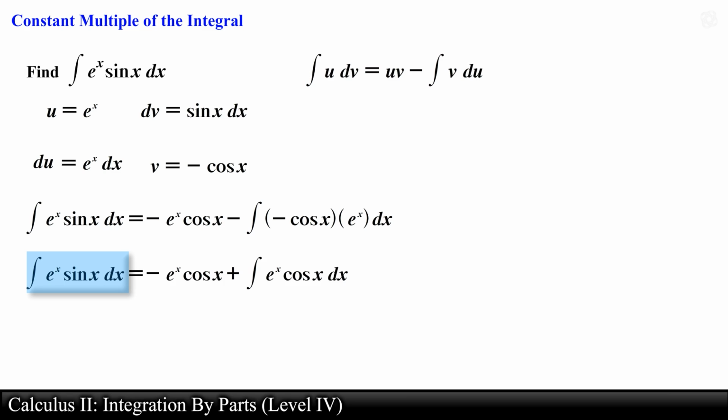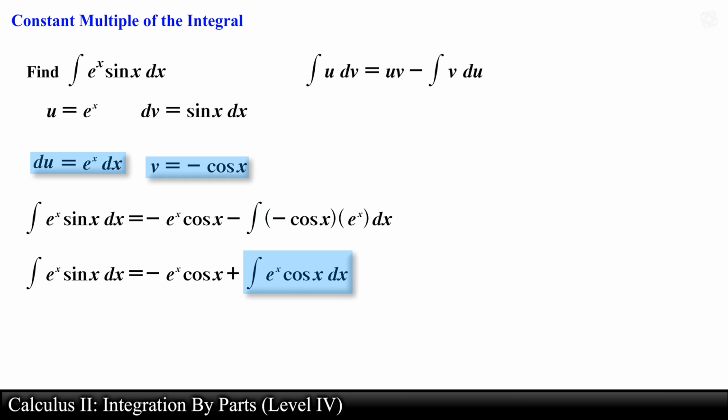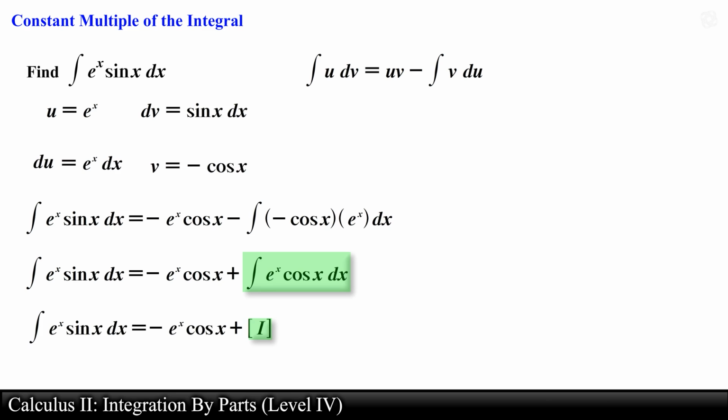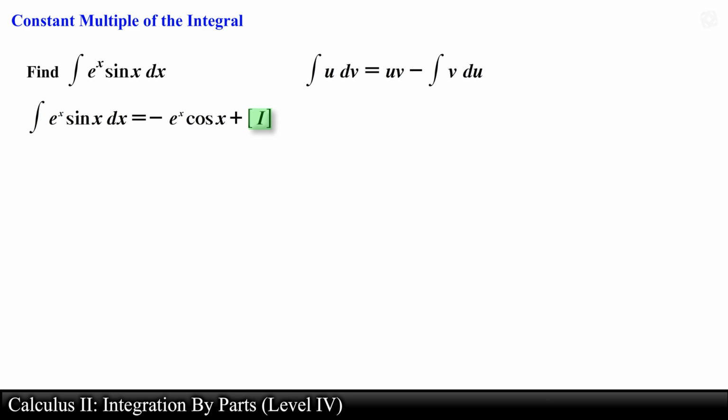The integral of e to the x times sine of x dx is equal to negative e to the x times cosine of x plus the integral of e to the x times cosine of x dx. We see that we have another integral that contains a product of two functions, so we let I equal this second integral, and we apply the integration by parts formula once more.